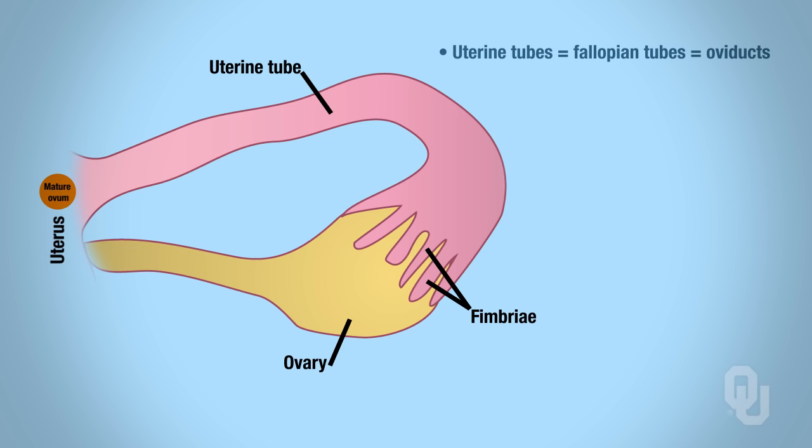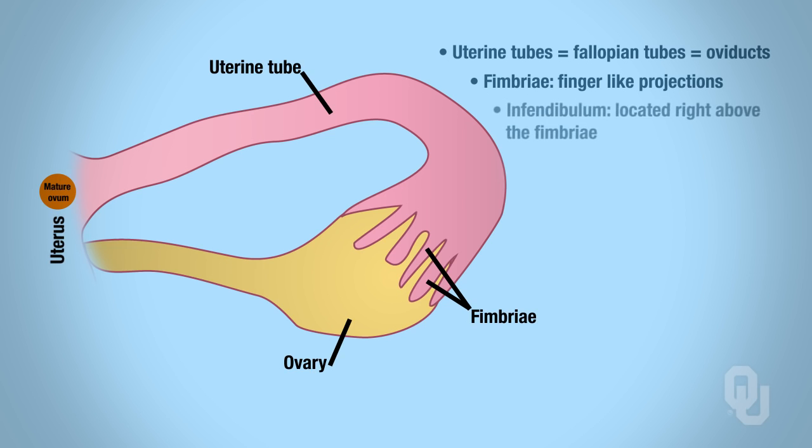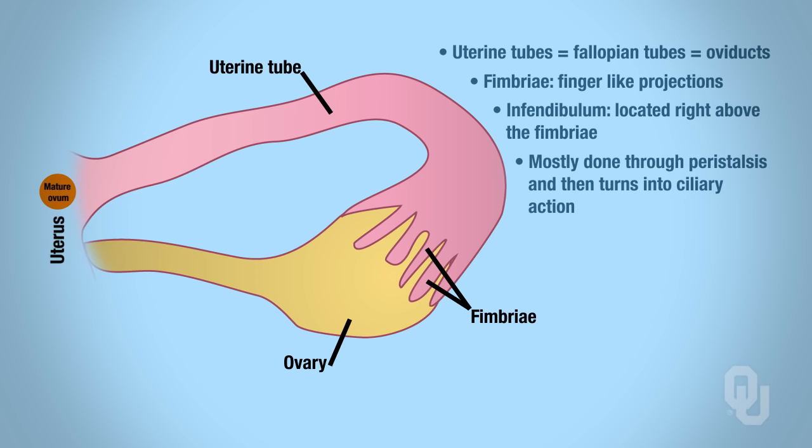We need to talk about the infundibulum and the fimbriae. The fimbriae are these finger-like projections. The infundibulum is located right above the fimbriae, and they help pick up the ovum that's been released from the ovary. Once the mature ovum leaves the ovary, the fimbriae and the infundibulum help move it into the uterine tube. That's done mostly through peristalsis initially, and then it turns into ciliary action that moves the ovum through the uterine tube. It takes about 4 days for that mature ovum to reach the uterus. So that concludes this segment.